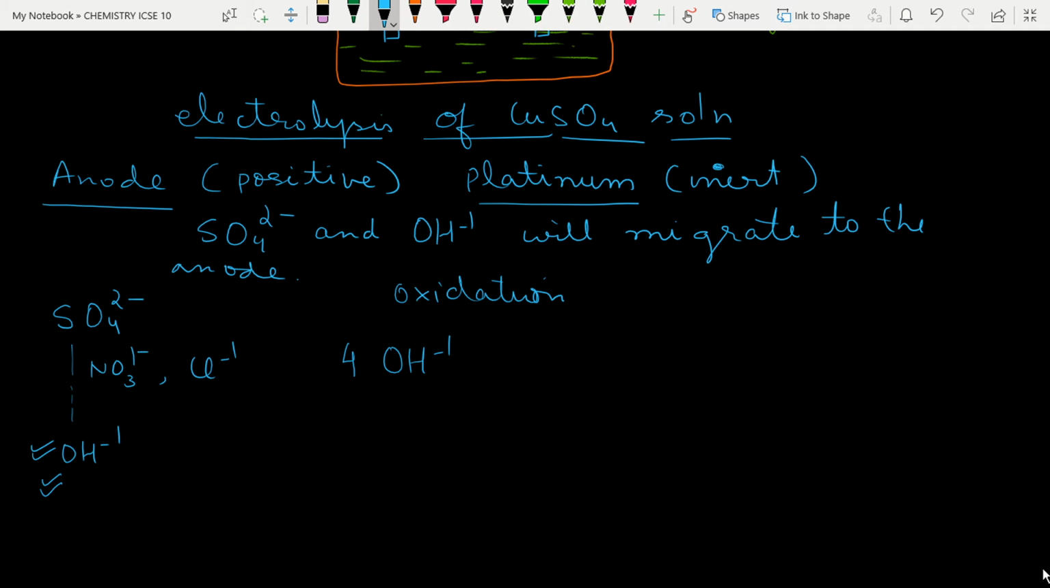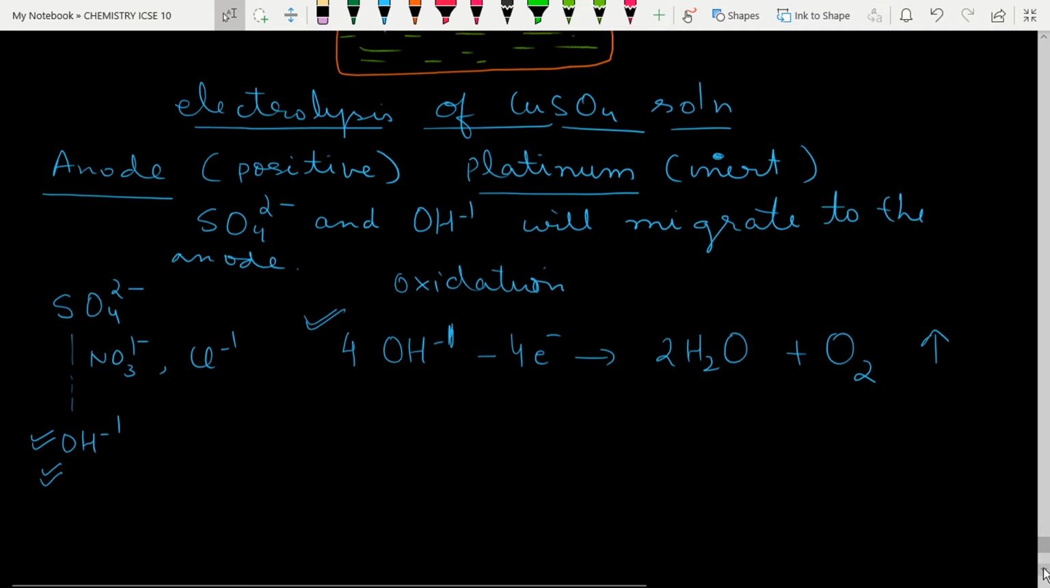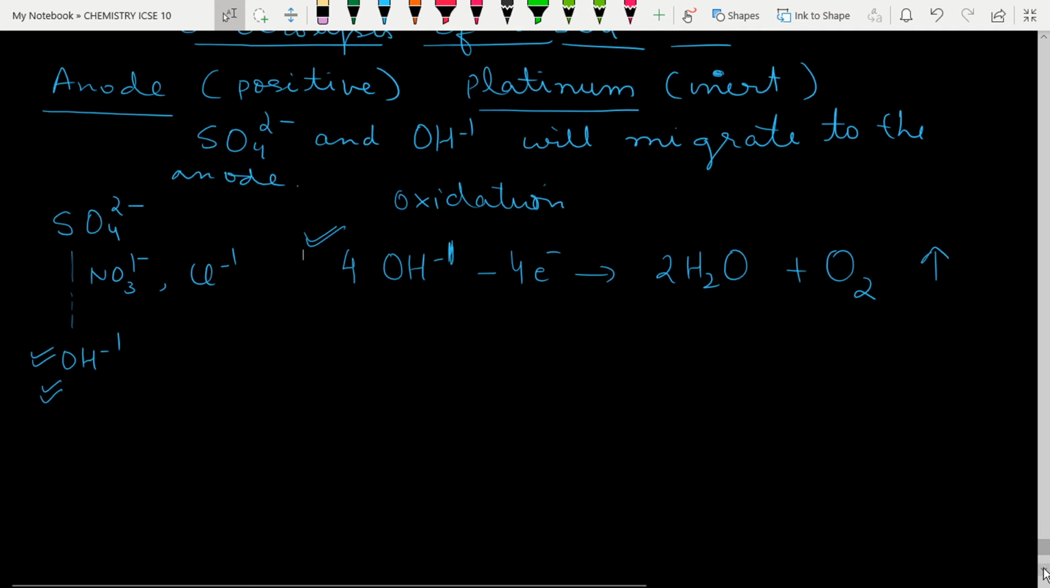4OH- will lose 4 electrons to give 2H2O plus O2. This reaction you should memorize by heart because in most of the aqueous solutions this is the reaction which occurs at the anode. Now children, let us see what happens at the cathode. There is a good chance of memorizing along with me.